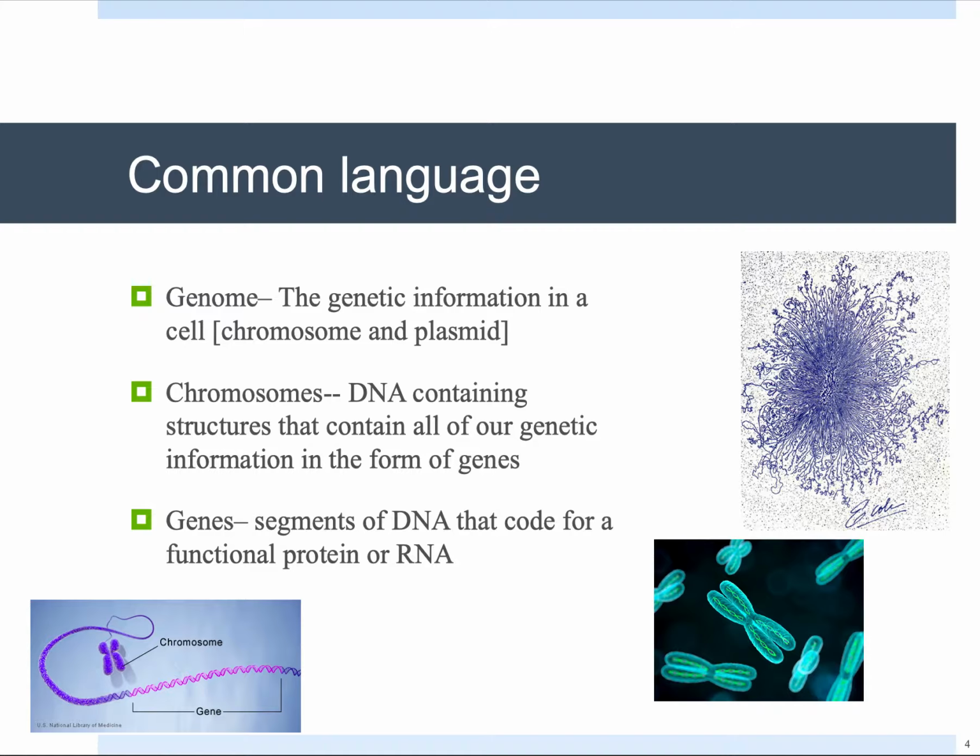And chromosomes are made up of structures called DNA, and these DNA contain the information that forms genes, and that information that is constituted in genes is what is passed on from one generation to another, and also the information that codes for specific proteins and RNAs.